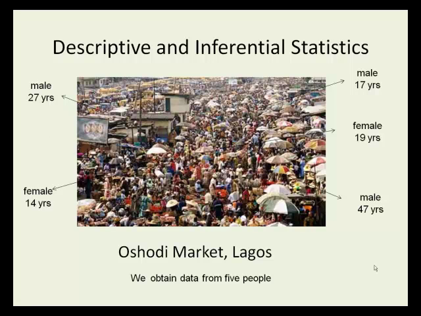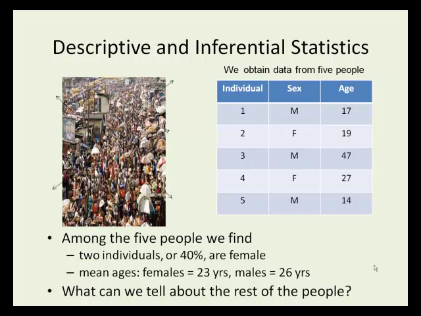Now, if we put all the data together, here we've got the data together into a table. Here I've just numbered the individuals for reference. Here's the sex and here's the age. Now, what can we tell from this so far? Well, among that group of 5 people, we found that there are 2 females. Now, 2 out of 5 is 40%. So 40% of those 5 people are female, which means that 60% are male.